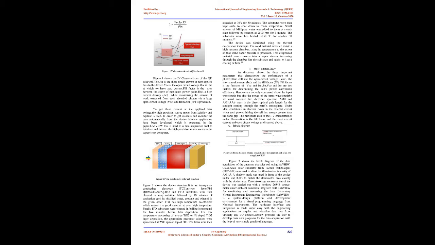The maximum area of the IV characteristics under illumination is the fill factor, along with the short circuit current and open circuit voltage, where VMP and IMP are the voltage and current at the maximum power operating point. The efficiency is given by the ratio of maximum power to input power. Figure 1 shows the IV characteristics of the QD solar cell.